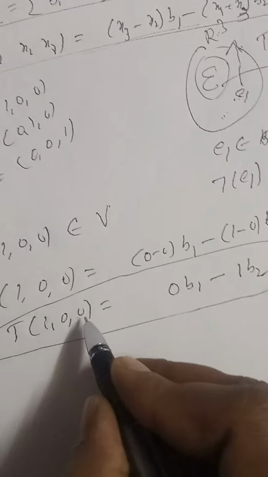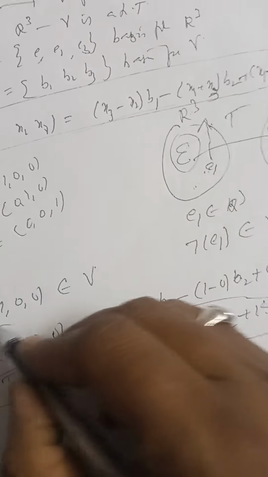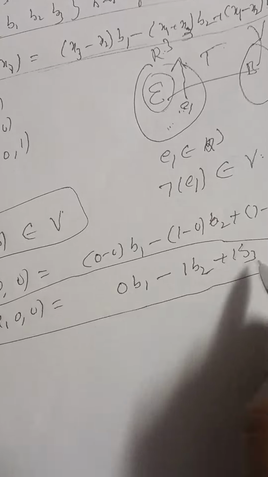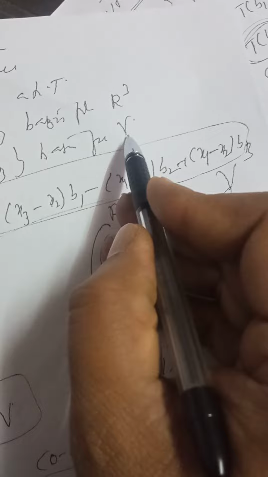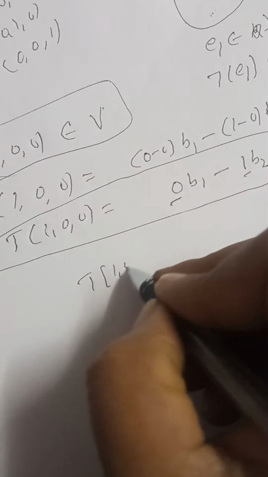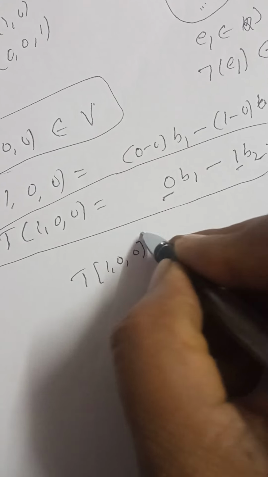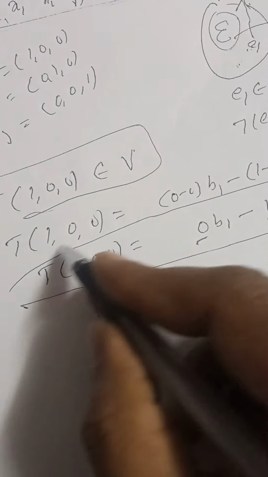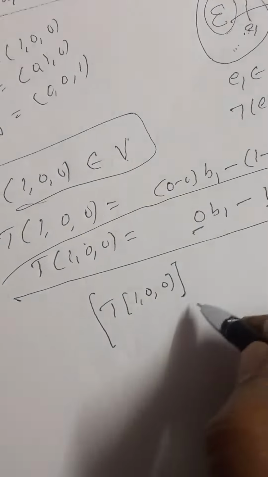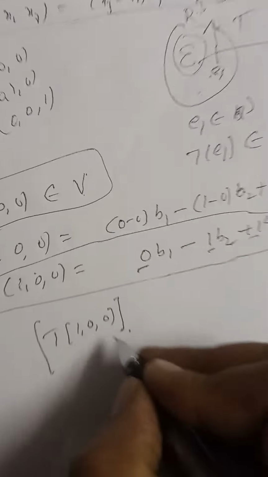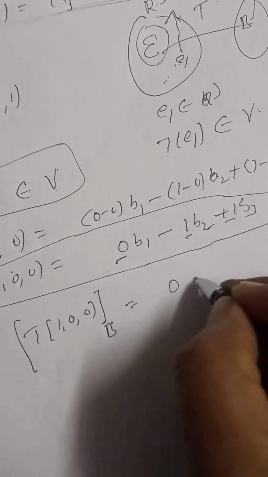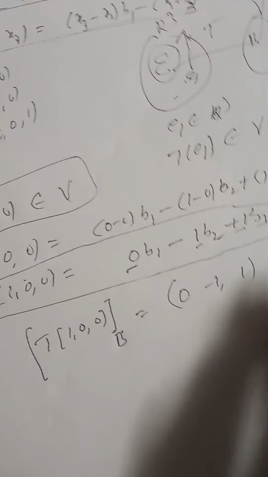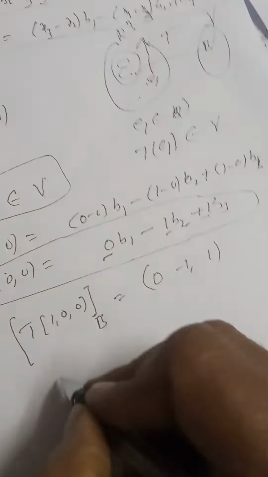What is T of 1, 0, 0? T of 1, 0, 0 is an element in V. It is a linear combination of the elements of the basis for V, the codomain. Now these are called coordinates. Write those coordinates. The coordinates of this element, a vector in V, with respect to this basis B are 0, minus 1, 1, right? This is nothing but T of E1 with respect to B: 0, minus 1, 1.